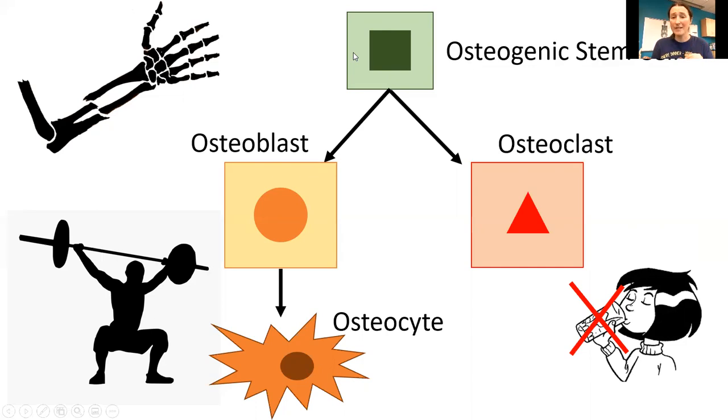So the three types of bone cells are osteogenic stem cells, which can differentiate into osteoblasts, osteoclasts, and ultimately become osteocytes.